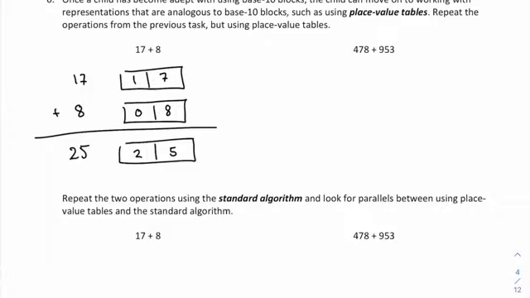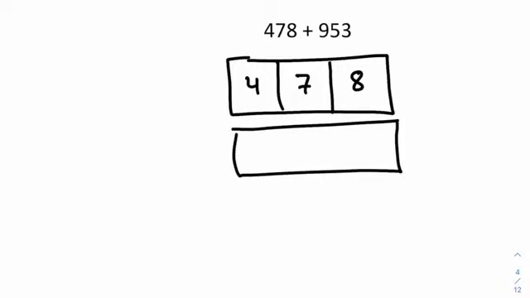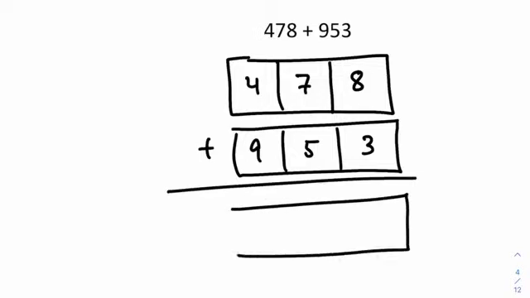Similarly here, if you have larger numbers, same idea. We have 478. Let me make that a little bit bigger. We have 4 hundreds, 7 tens, and 8 ones. We're adding that to 3 ones, 5 tens, and 9 hundreds, and that gives us a total of, let's use boxes here. We have 11 ones, 12 tens, and 13 hundreds.